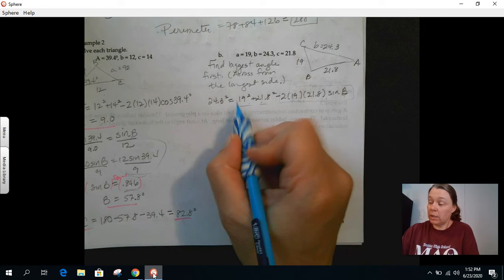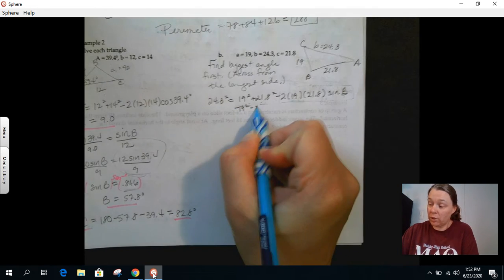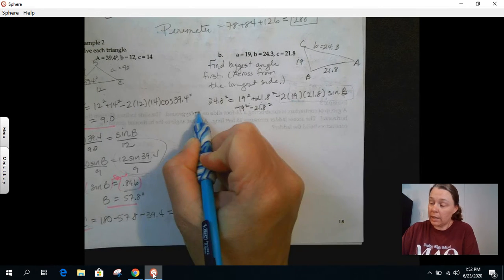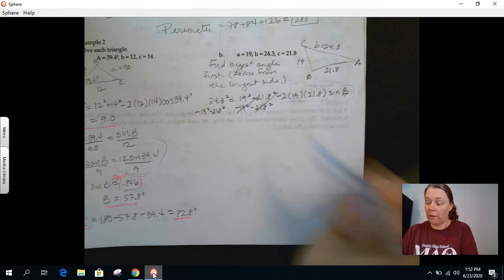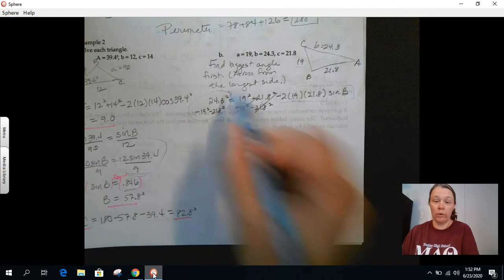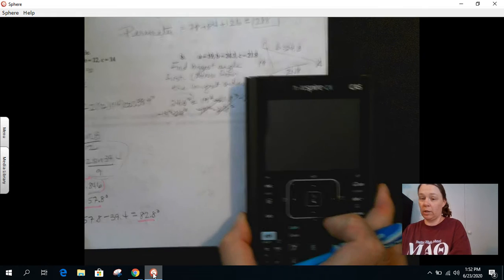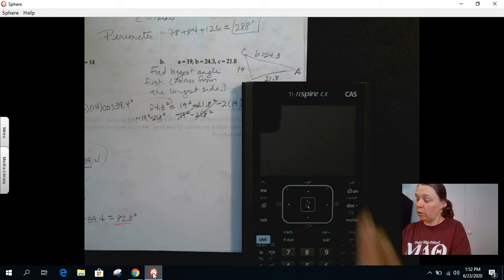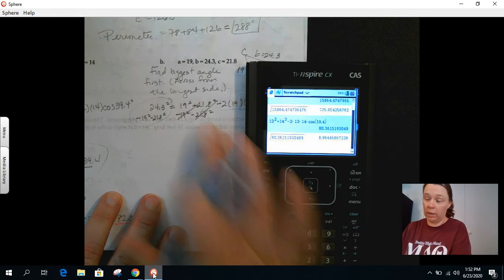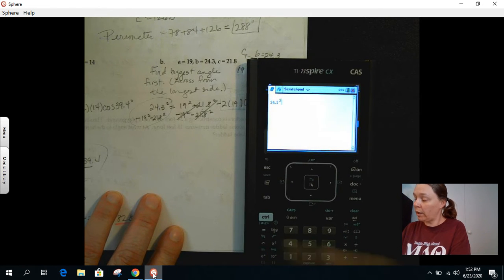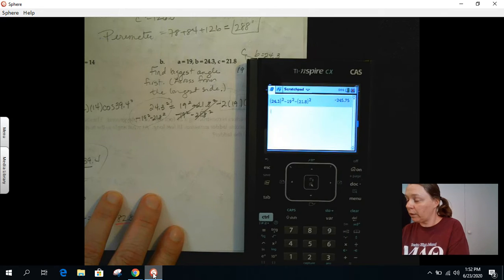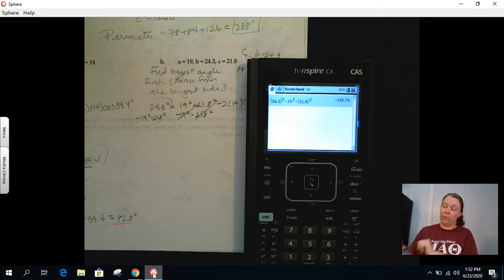Now, what I do to make this a little bit faster, writing things down wise, is I try to use my calculator to help me. So I know I want these both gone off of this side. I'm going to subtract them over here all at one time and put that into my calculator all at once. I wouldn't even write that down. I'm trying to save myself some steps. I would say, okay, I've got to do 24.3 squared minus 19 squared minus 21.8 squared, and I get negative 245.75.